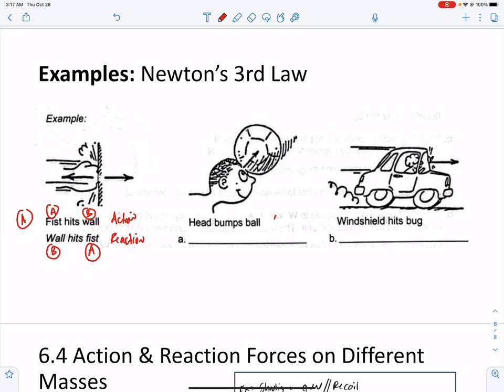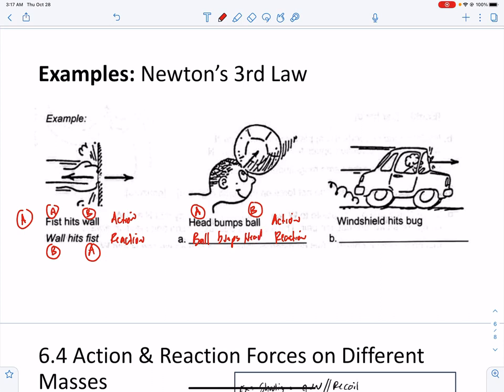Okay, our action in this one is our head bumps the ball, object A, object B. What should our reaction be? Go ahead and try that on your own. Okay, well, it must be object B bumps object A. That's our reaction. So ball bumps head.